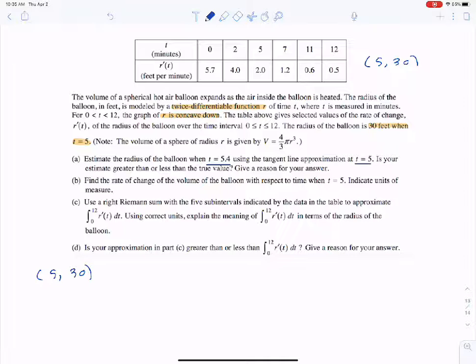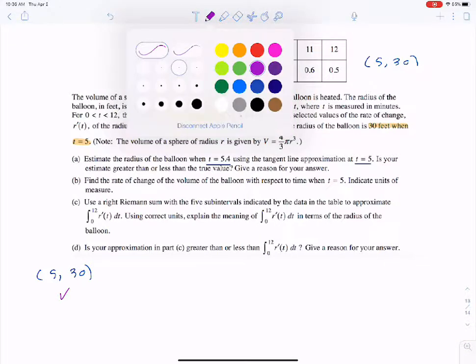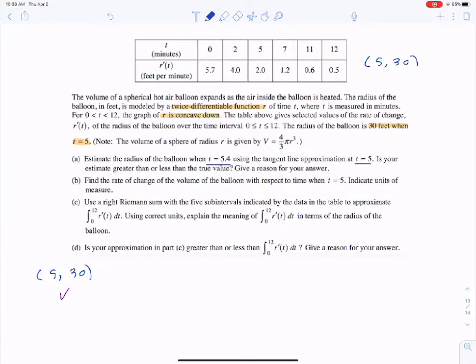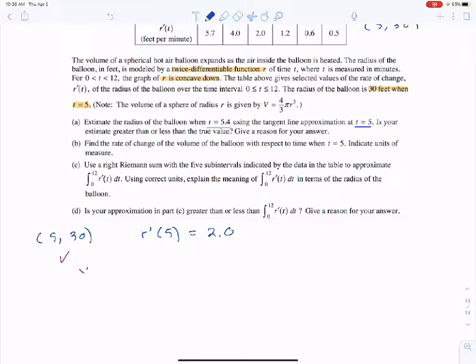So we're going to write the equation of the tangent line at (5, 30). In order to write the equation of a line, we always need two things. One, we need a point. Check, we got a point. Two, we need the slope of the line. And I think you guys agree, in order to do that, we are going to need to know what is r prime of 5. Okay? So let's see what we got. r prime of 5 is given to be 2.0. And we have the point (5, 30). So the equation of our line is going to be y minus 30 equals 2 times x minus 5.